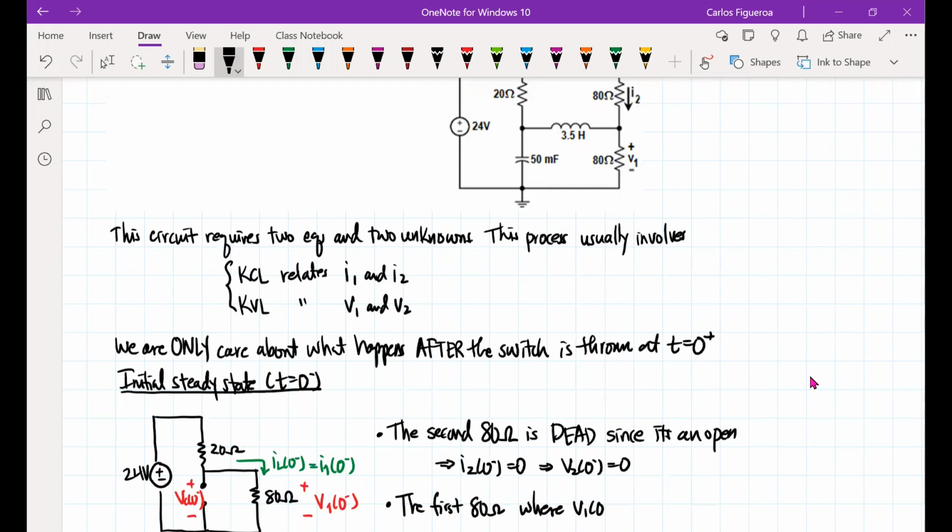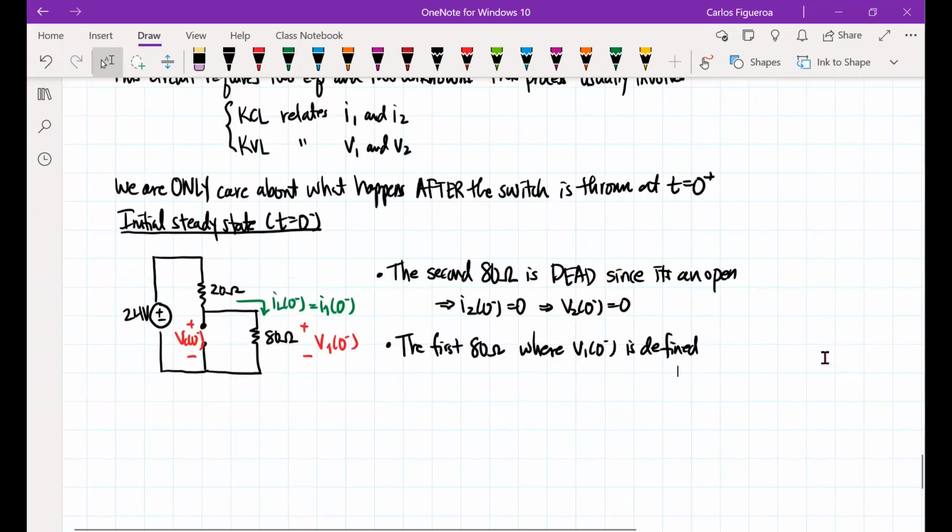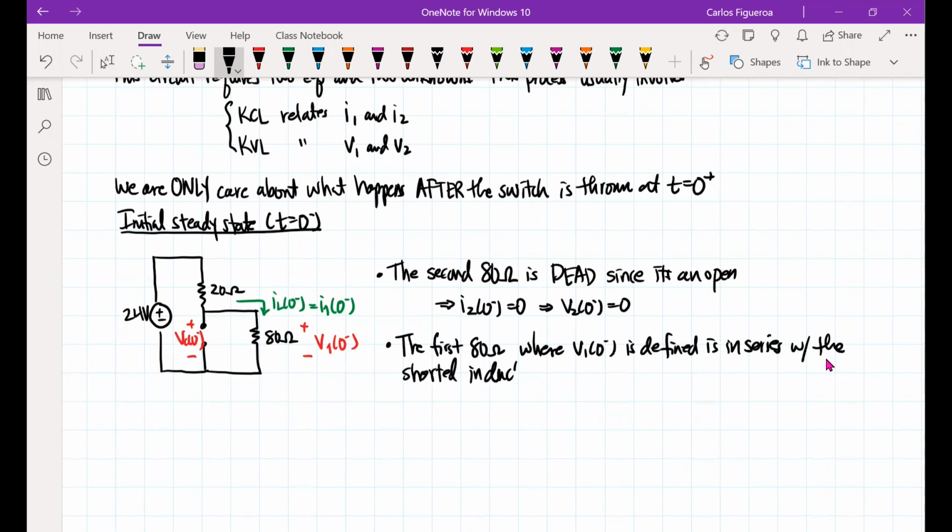Now, the other thing here is that we have the first 80 ohm resistor, where V1 of 0 minus is defined, and it is in series with the shorted inductor. Right? So that inductor, which is now short, is in series with it. So what I want to do here is calculate the values. So now let's go look at that.